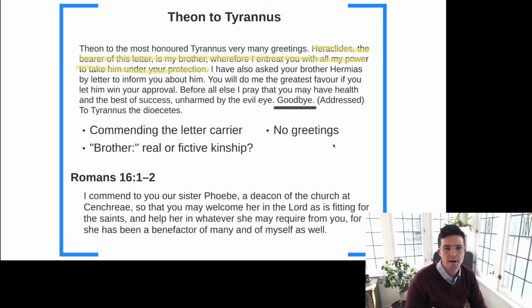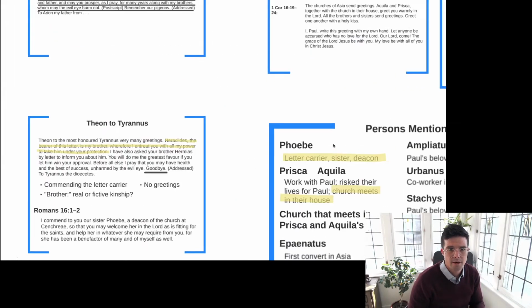And the other thing I want to note here is that Theon calls Heraclides his brother, and it could very well be that he is his physical brother, but this is also a fictive kinship term, just as we in our modern context will refer to someone affectionately as my brother, even if they are not one's blood brother. The same thing happens in the ancient world, and so I highlight this to give the contemporary analog. This is not necessarily wholly unique to Christians, and it comes up in this letter here.